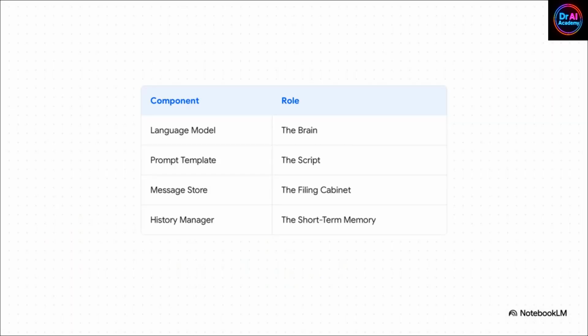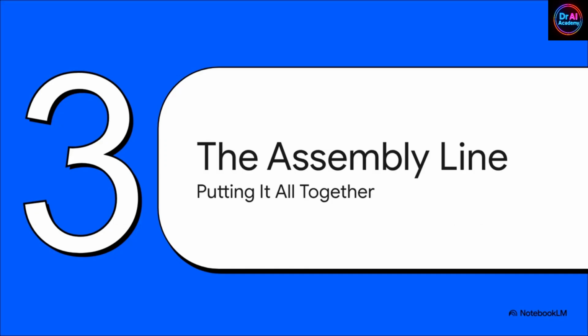So here's what's really crucial to get. These 4 pieces don't work by themselves. They're a team, right? The brain needs the script, the script needs that short-term memory, and the memory needs the filing cabinet. Together, they form this complete system that is built to do one thing: remember. All right, let's move on and see exactly how all this fits together. It's not some complicated mess. It's actually a really simple and, I think, elegant assembly line for making smart conversations happen.